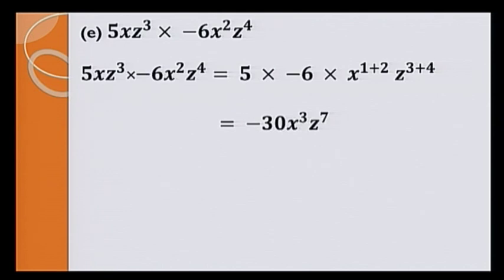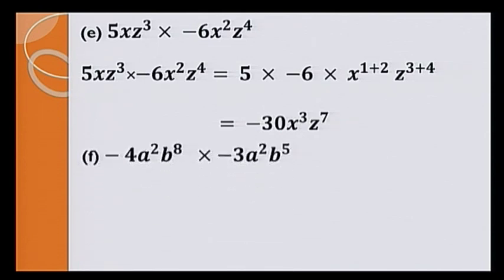We have grouped x together and also we have used the law of multiplication. We have added the powers of x, 1 plus 2. We got 3, we got x to the power of 3. Similarly, we have added the powers of z, 3 plus 4, and we got z to the power of 7. Therefore, the answer is minus 30x cubed z to the power of 7.